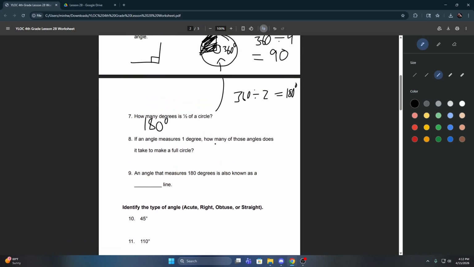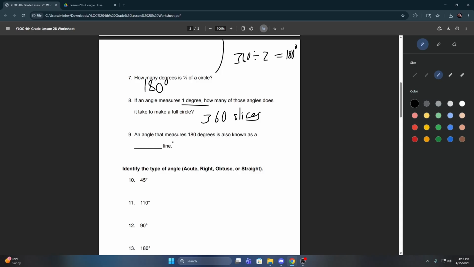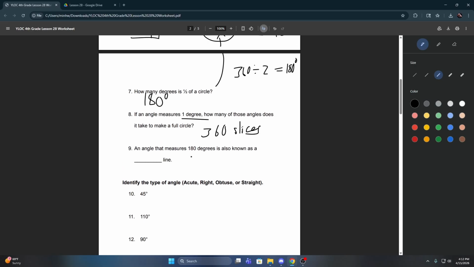If an angle measures 1 degree, how many of those angles does it take to make a full circle? This should be easy, right? We know a circle is 360 degrees. If we were to go 1 degree at a time, we would need 360 of those slices. Okay? And now an angle that measures 180 degrees is also known as a straight line. Because a straight line here, if you were to take the angle of it, would be exactly the same as half of a circle.